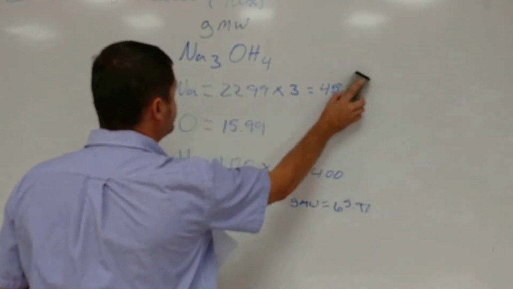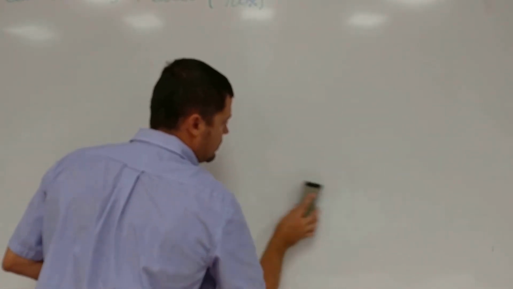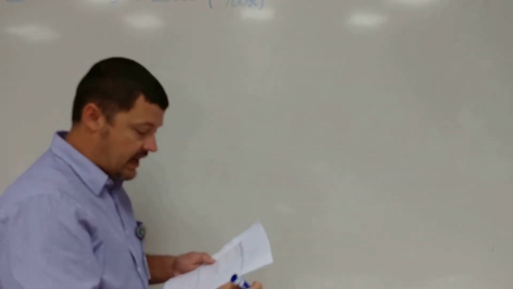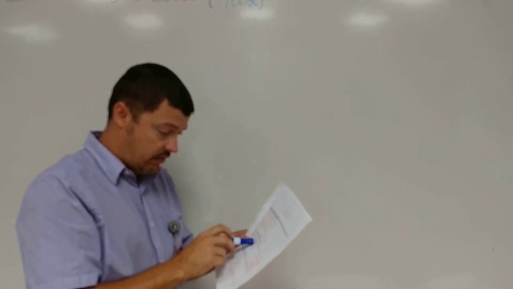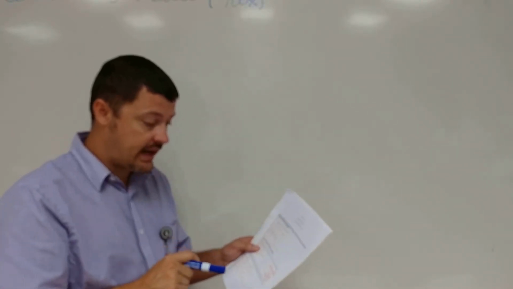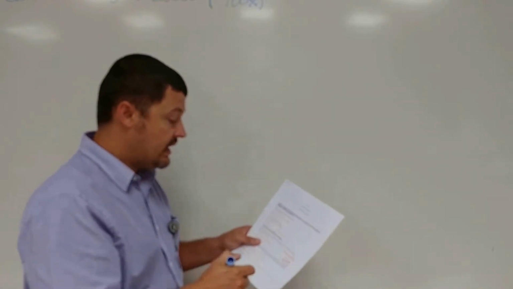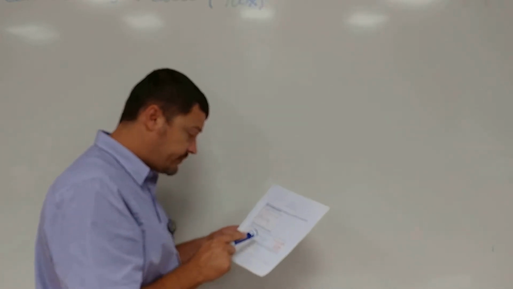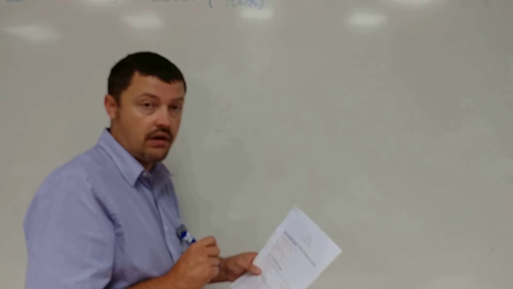All right. Now, our next one here is going to be calculating molarity of a solution. So we have how many grams of Na3OH4 would you need to make a 2-liter solution? 2 liters of a 0.3 molar solution. So the first thing you have to do is figure the gram molecular weight of that Na3OH4.